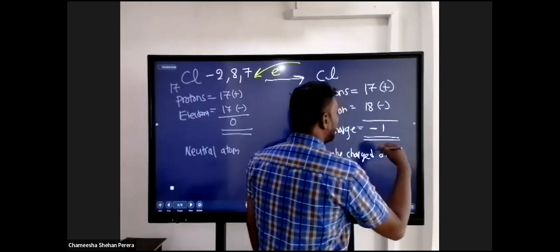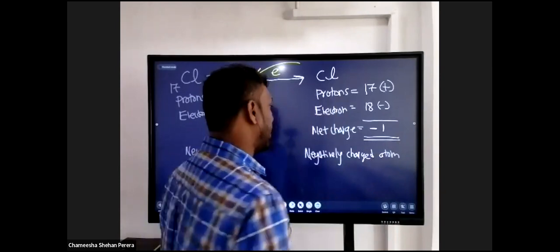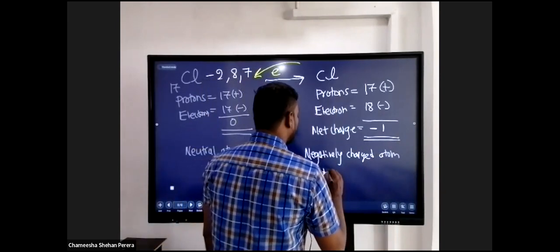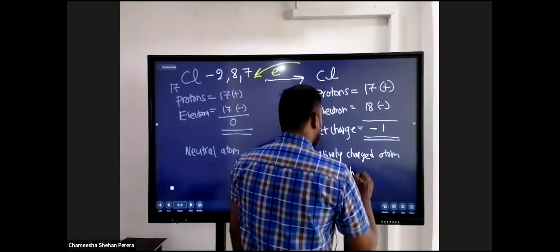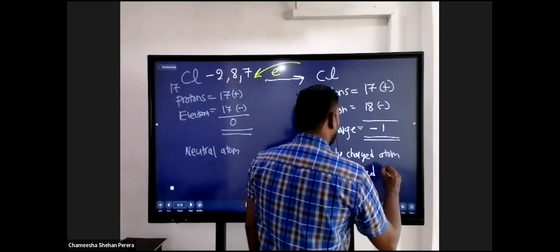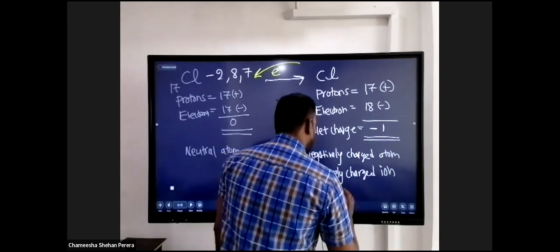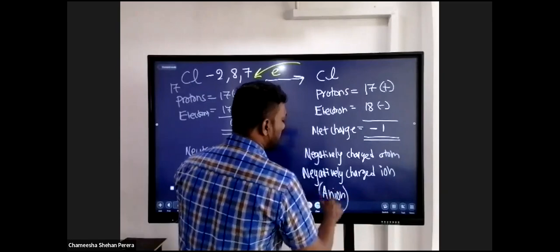As I told you, we usually do not call a negatively charged atom an atom. So we call it a negatively charged ion. It's again an ion, so we call it an anion. Negatively charged ions are called anions.